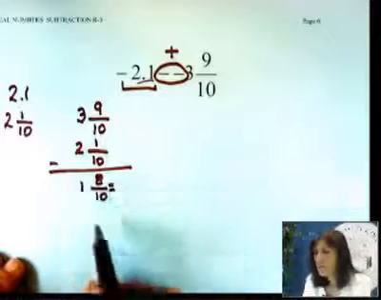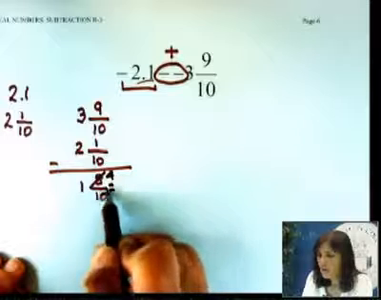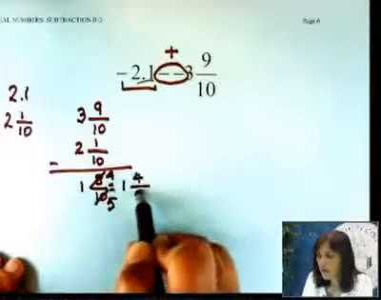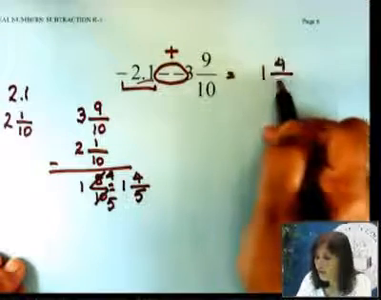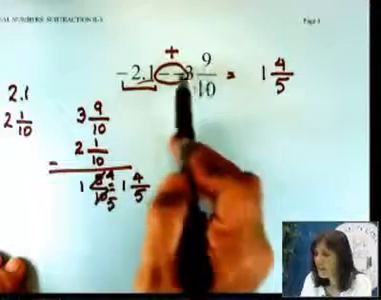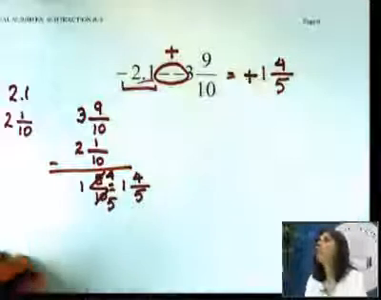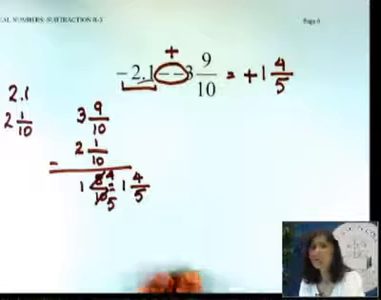And I can also simplify. 8 divided by 2 is 4. 10 divided by 2 is 5. So you have 1 and 4/5. Now, the answer is 1 and 4/5. Now I need to decide about the sign. This one is positive. This one is negative. 3 is bigger than 2, so it's going to end up positive. I don't have to put a positive sign in there, but you just have to know that that's the case.